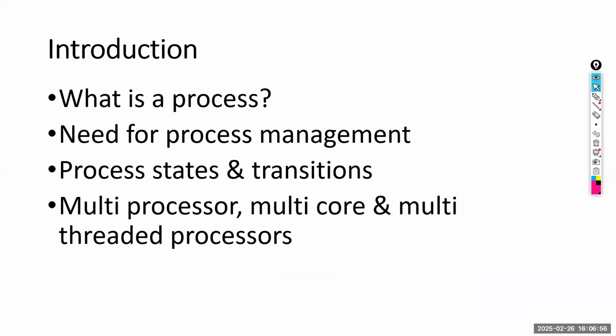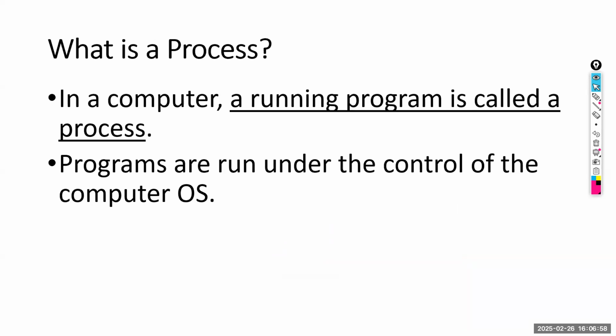So what is a process? A process is a running program. When a program is run, we say there's a process. So why does the operating system need to manage processes? Because a computer is a multitasking environment. We don't buy a computer to do one task or run one program. We buy a computer to run different programs at different times, or sometimes at the same time.